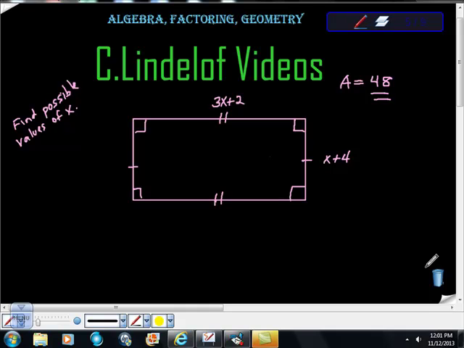Algebra, factoring, and geometry together. Kind of doesn't sound great, but here we go.